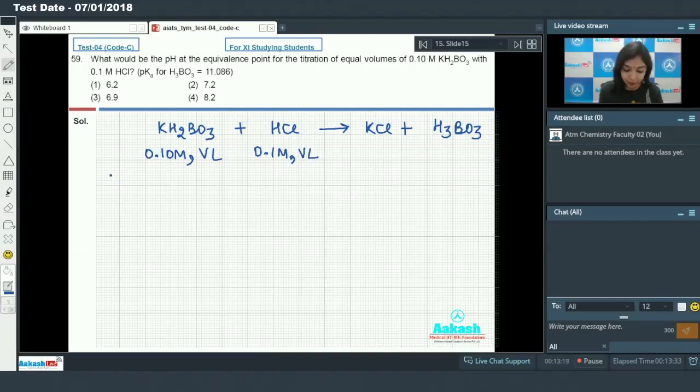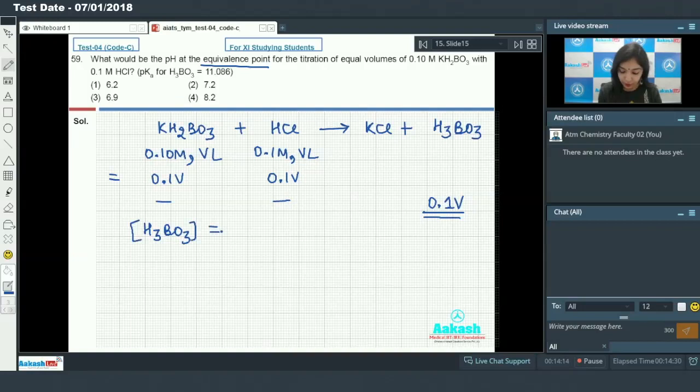ठीक है, अब अगर यहाँ पे हम moles निकालते हैं तो it will be equal to molarity into volume, which will be equal to 0.1 V, और यहाँ पे भी HCl की क्या हो जाएगा? 0.1 V. ठीक है, अब we have to find out the pH at the equivalence point. So equivalence point का क्या मतलब होता है? So equivalence point पर the reaction will be completely neutralized. So यहाँ पे दोनों के moles क्या हो जाएंगे? Consumed. Fine. So यहाँ पे कितने moles बनेंगे H3BO3 के? 0.1 V. Fine. So the concentration of H3BO3 will be equal to moles 0.1 V divided by total volume. So total volume is 2 V now. So the concentration will be 0.05 molar.